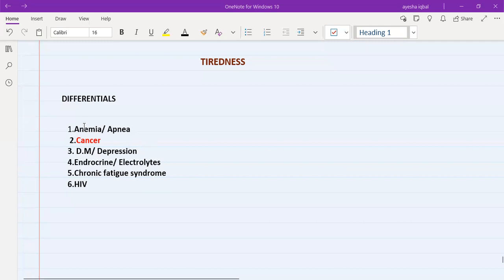Some people try to memorize it with a mnemonic, which is A, B, C, D, E. So basically skip B, and A is anemia and apnea. Then we skip B, C is cancer, then diabetes mellitus and depression. Then E is endocrine and electrolyte, and then H is HIV. And chronic fatigue syndrome is a diagnosis of exclusion.